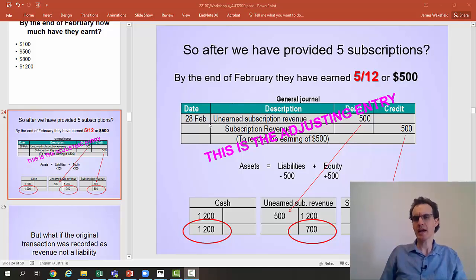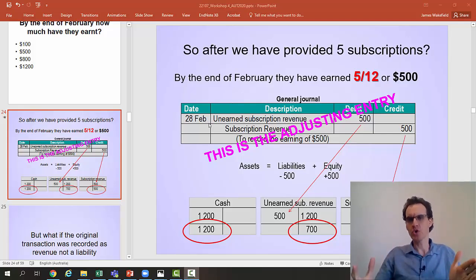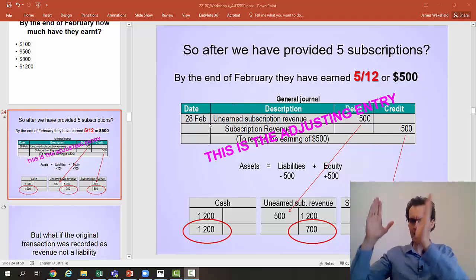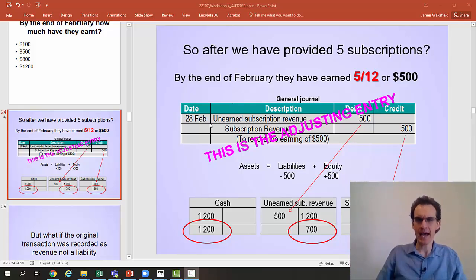The period ends on the 28th of February. How much revenue out of the $1,200 that they originally received have they actually earned from the 1st of October until the 28th of February? And here the answer to that question is $500. So where did that come from?